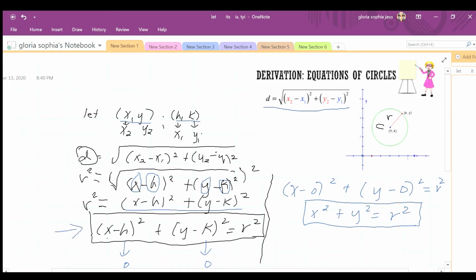So, now, we already derived the equation of circle when the center is at HK and radius is R. Okay, so tandaan natin, ito yung una nating equation. Then, what if naman class, if yung center natin is magmumove siya dito?